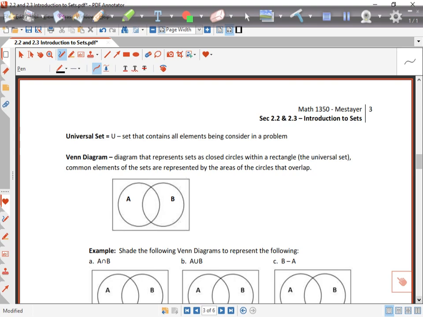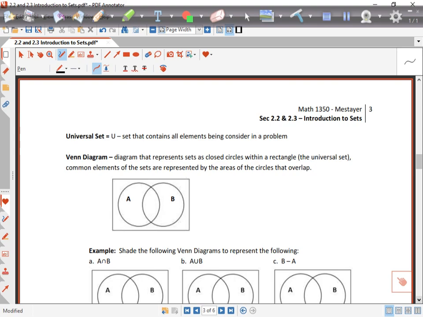A Venn diagram is a diagram that represents sets within a rectangle. The rectangle represents the universal set, and the circles inside represent other sets that are part of it. So if we were talking about the population in Houston, we could have circles that were the females in Houston or males in Houston. And if those two circles overlap, then it means they have something in common.